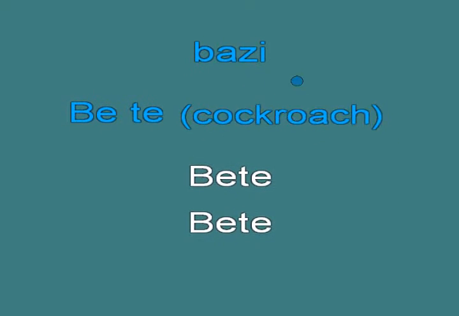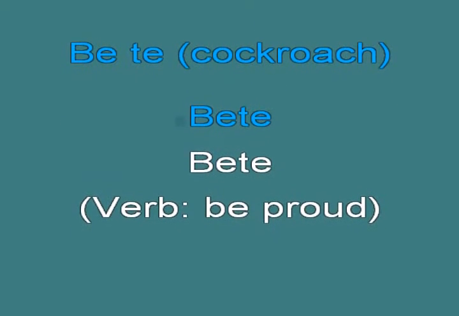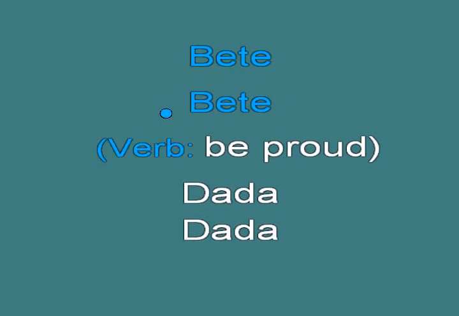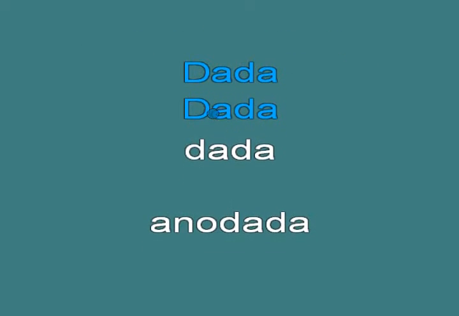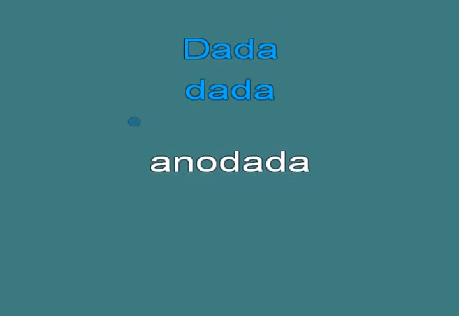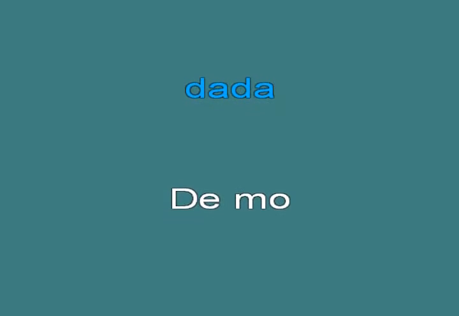Bete for a cockroach. Bete. For someone who is proud, Dada. That's another pronunciation. Anu Dada. She is proud. He is proud. Anu Dada. The sound Dada, you are turning that into a verb, a doing word. You are telling somebody to be proud. Dada.